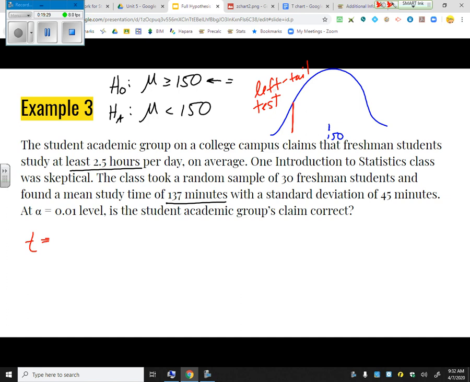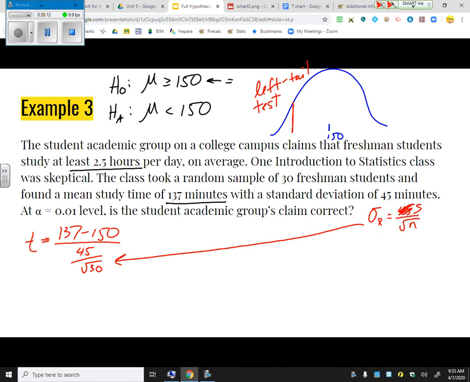And so they've done the work for me. They got my 137. My mu was 150. And then my standard deviation was 45 minutes. But I need to take into account that I did 30 freshmen. And again, I'm just doing my standard deviation for X bar, which is just the standard deviation they gave me, s, over the square root of my n. Okay, and so that's where that's coming from. So that's all I'm doing when I plug this into the bottom down here. And so whenever I ran this test statistic, I've got negative 1.58.